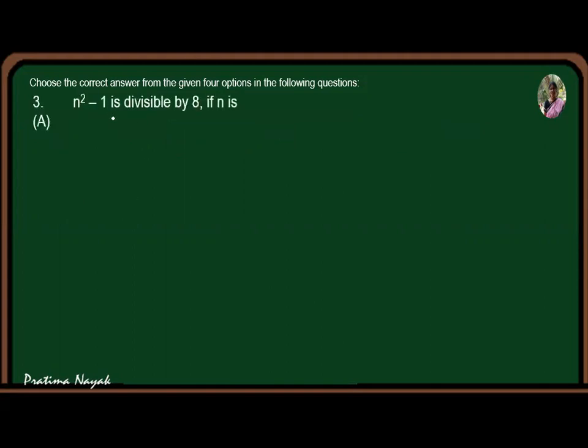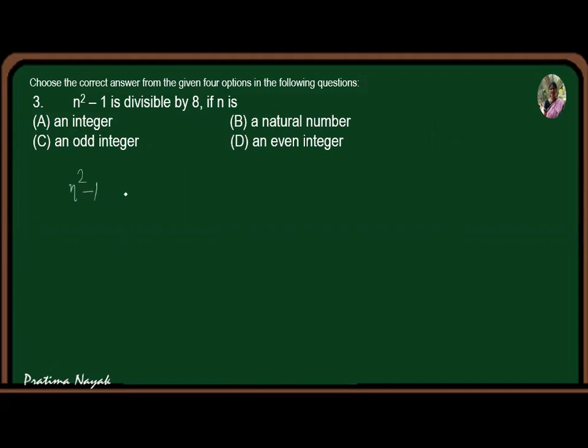Third: n square minus 1 is divisible by 8 if n is an integer, a natural number, an odd integer, or an even integer. N square minus 1 is a multiple of 8 if n is an odd integer. Suppose I take 2: 2 square minus 1 is not divisible by 8. So it will not be for every integer.